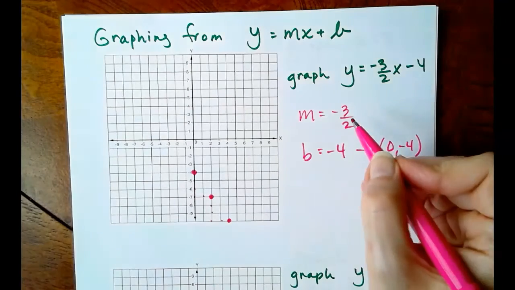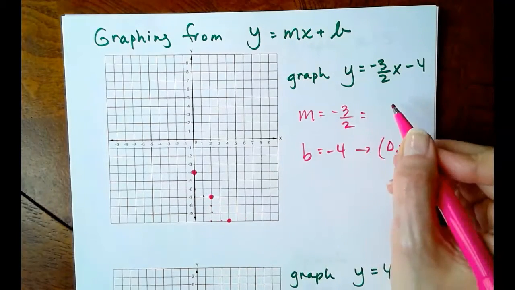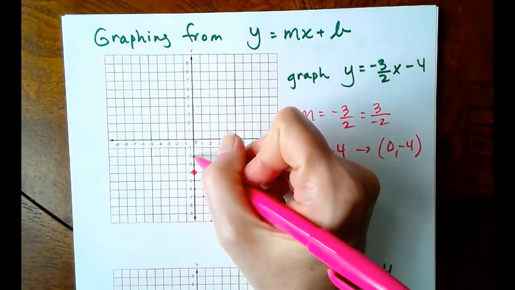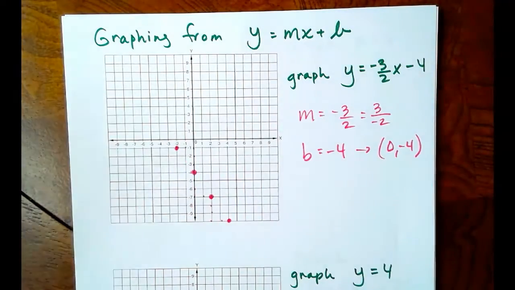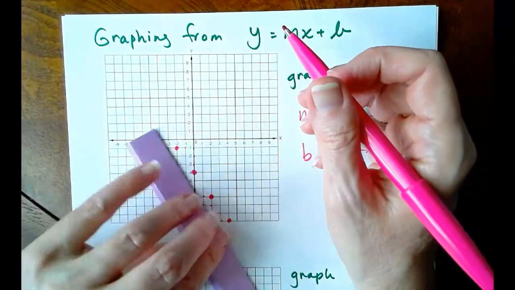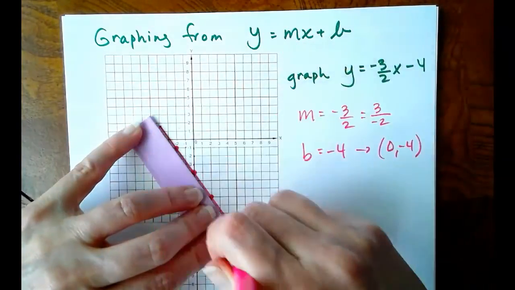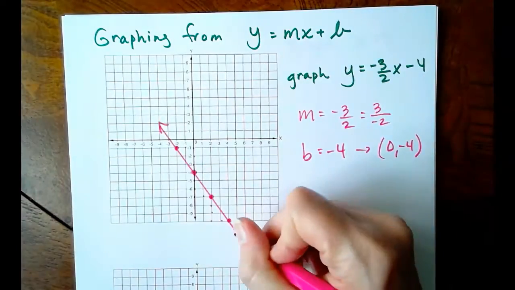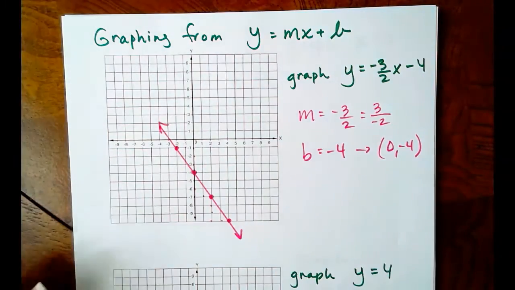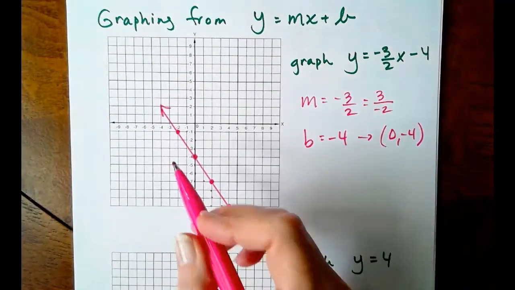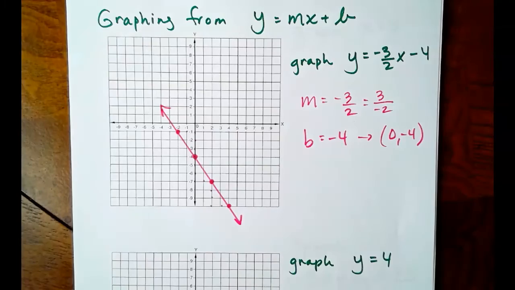Of course, if we can go down 3, forward 2, we can obviously go up 3 and back 2 and be on the same line. And that is how we can easily graph from the slope-intercept form. Notice that my line is decreasing. The function is a decreasing function because it's going down from left to right.